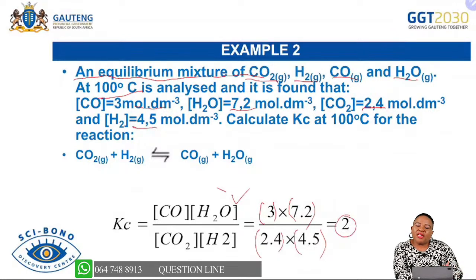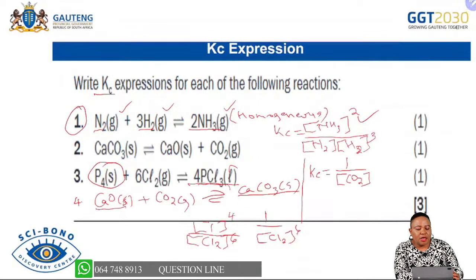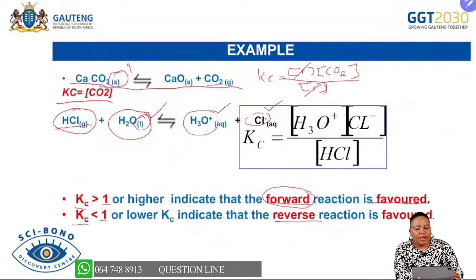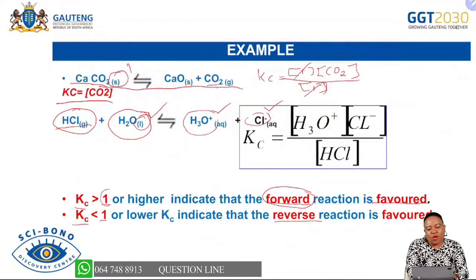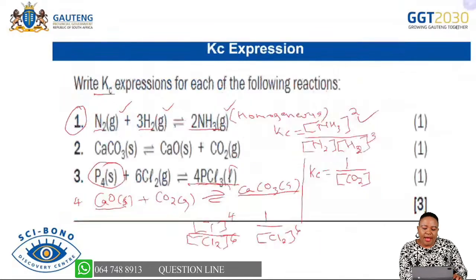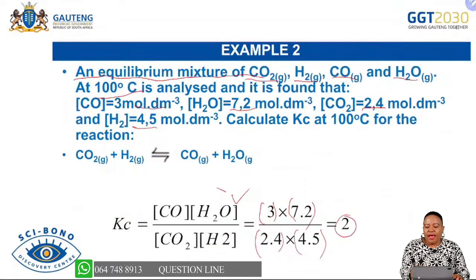So if the value of Kc is 2, it is already telling us something about which reaction is favored, the forward reaction or the reverse reaction. We agreed in our previous slide that when the Kc value is greater than 1, it means the forward reaction is favored. So as we calculate our Kc value here, it is telling us that our forward reaction is what is favored.